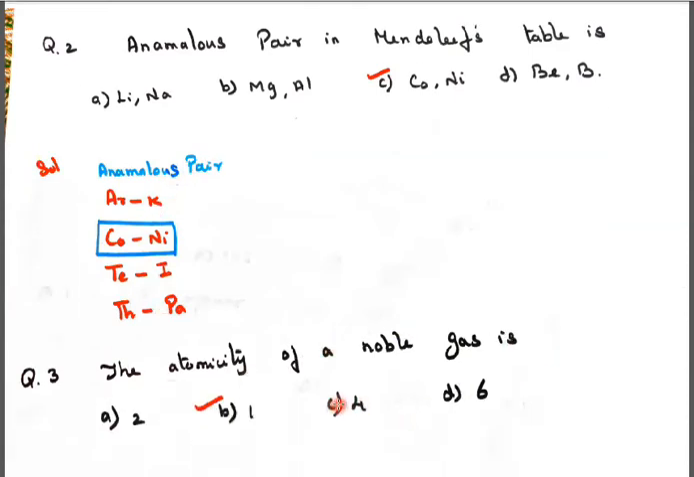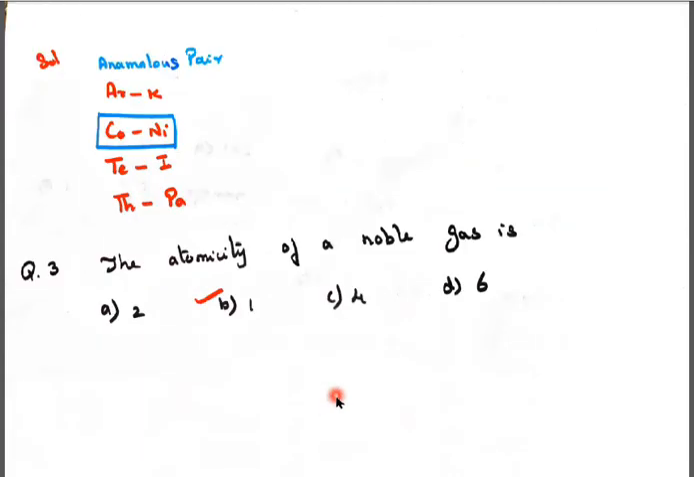Atomicity of noble gases is only one. Atomicity is only one for noble gases.